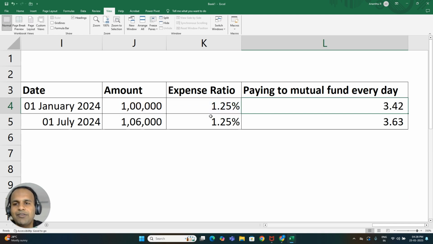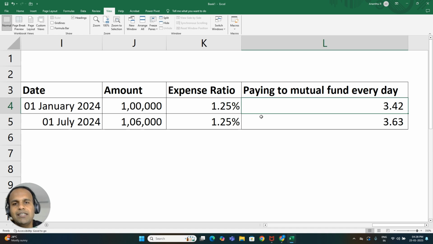Now, suppose by July 1st, this amount has given a net return of 6%, and this became 1,06,000. And the expense ratio remains the same, that is 1.25%. And again, as of that day, you'll be paying 3.63 rupees per day towards the expense of this mutual fund.